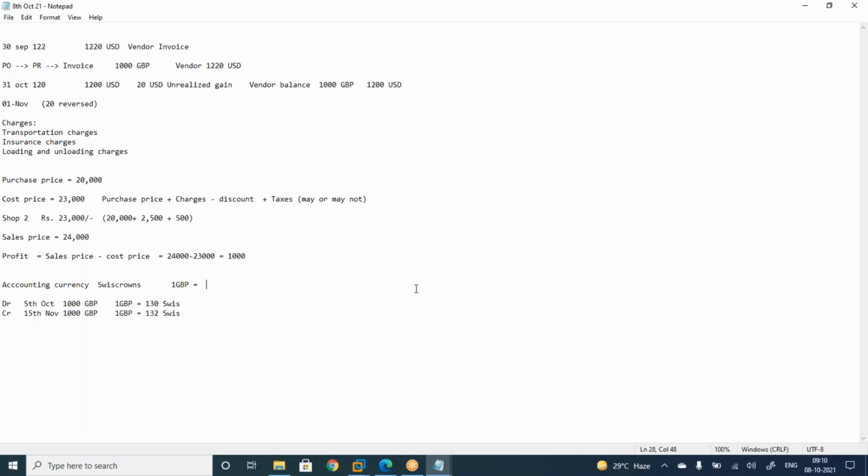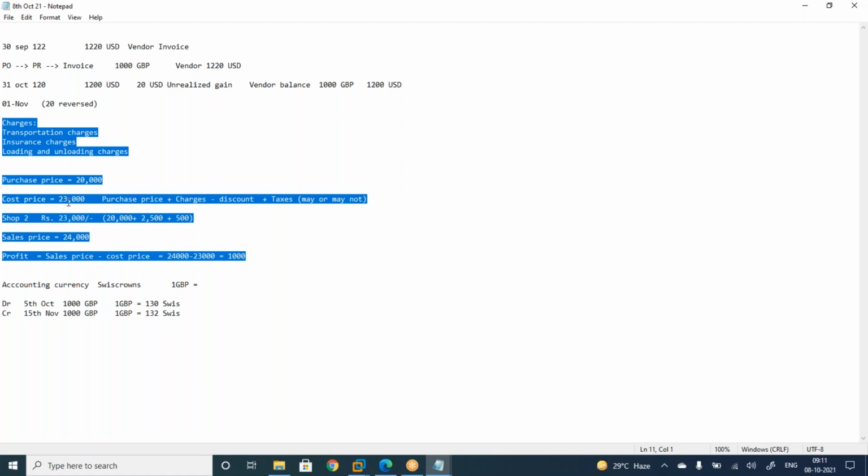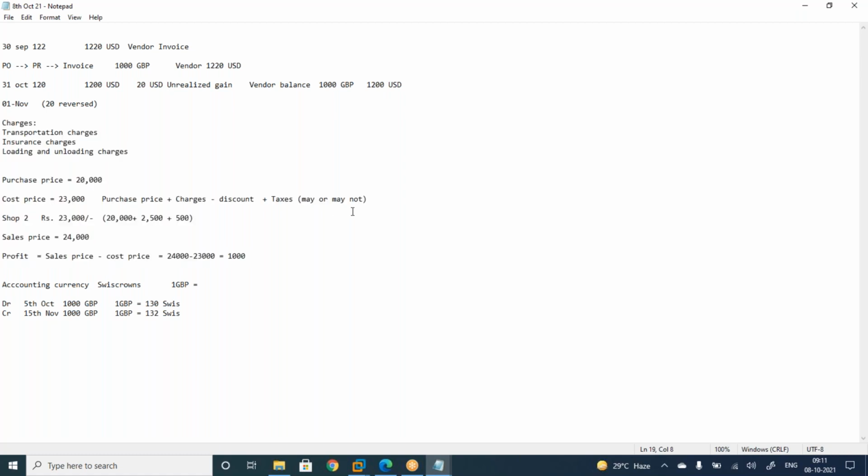Fine. So regarding these charges, landed cost, this cost price is also called landed cost. Some people will use the word landed cost or cost price. Okay, this I will discuss with you on Monday in detail, purchase price and cost price and everything.